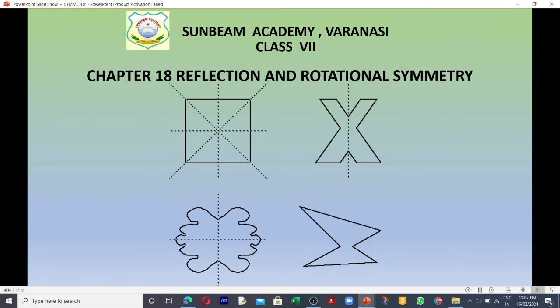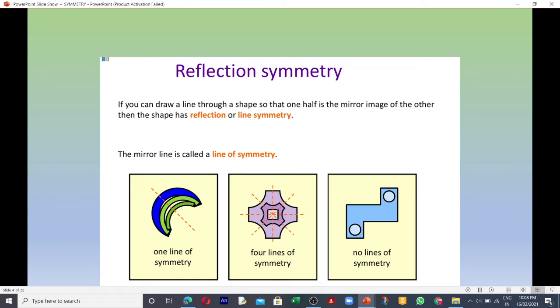Can you see these figures? These dotted lines are the lines of symmetry, children. From that line of symmetry, the figure will be exactly divided into 2 halves. If we can draw a line through a shape so that one half is the mirror image of the other, then it is called line symmetry or reflection symmetry. Like in the third one, we are unable to draw the line of symmetry.